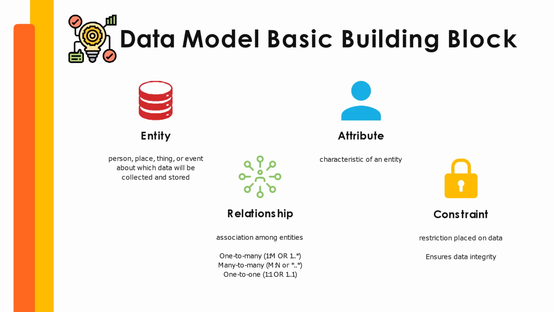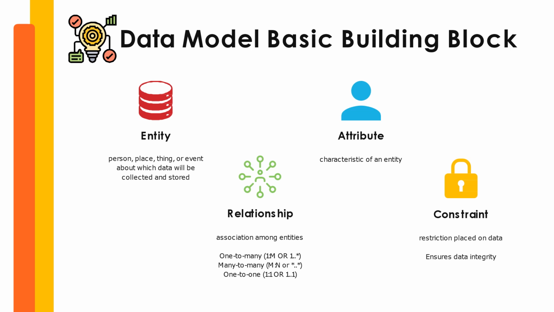Let us now familiarize ourselves with the basic building blocks of data models. First, we have entities. Entities are persons, places, things, or events about which data will be collected and stored. Attributes are the characteristics of an entity. Relationships are the associations among the entities. They can be one-to-many, many-to-many, or one-to-one. We will be discussing more about this later. And constraints are restrictions that we might be placing on our data, and we use them to ensure that we have data integrity.